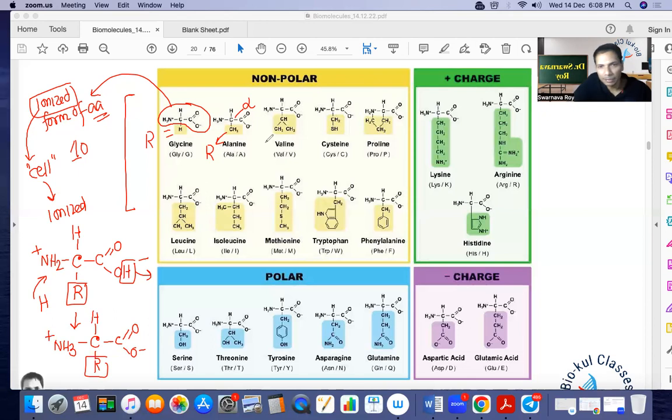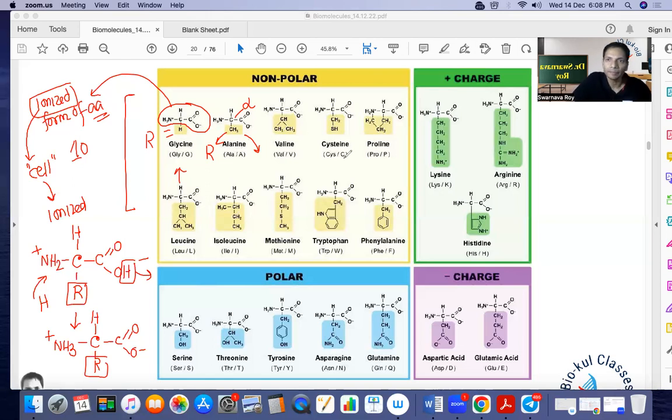This R keeps varying from one amino acid to another. It can be as simple as glycine, where R is just H. It can be CH3, a methyl group, in the case of alanine.